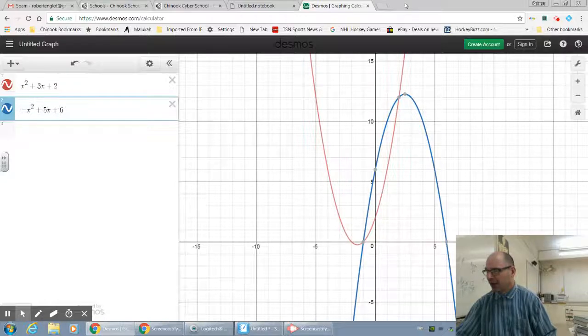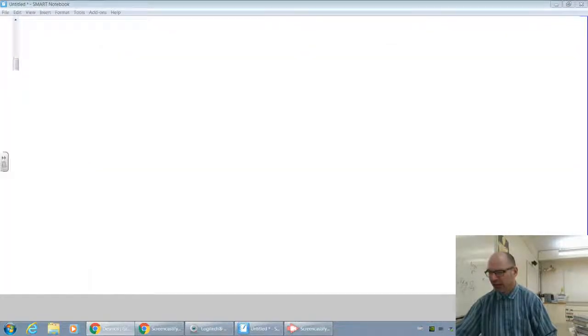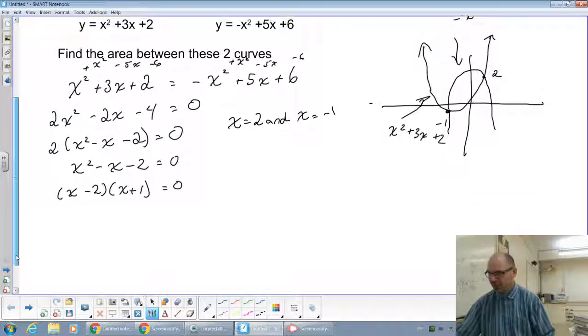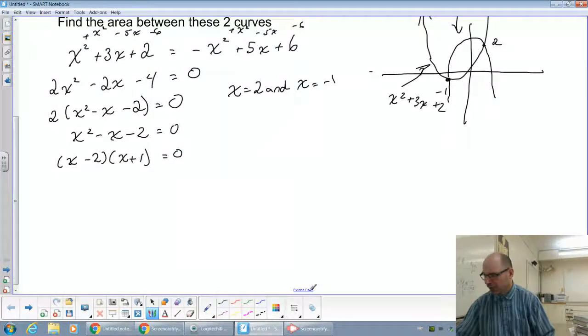So let's work that out. Let's get this out of our way here. In fact, we labeled it correctly here, even though it's just a sketch. We shouldn't even bother putting the axis lines in there really. Okay, so now we've got to use the fundamental theorem of calculus. Once we've got the intersection points, the second step is to write out the fundamental theorem of calculus for the area.